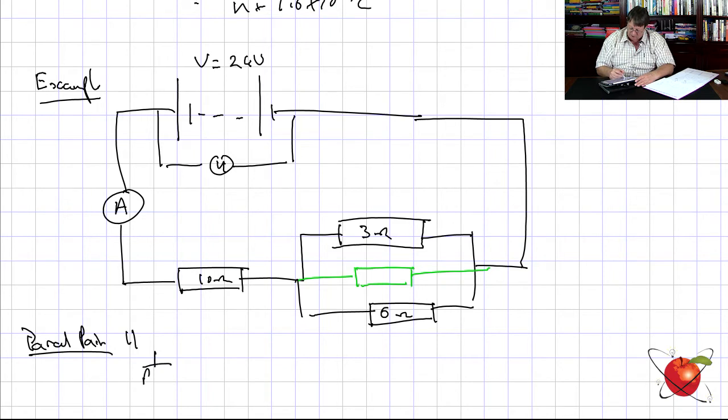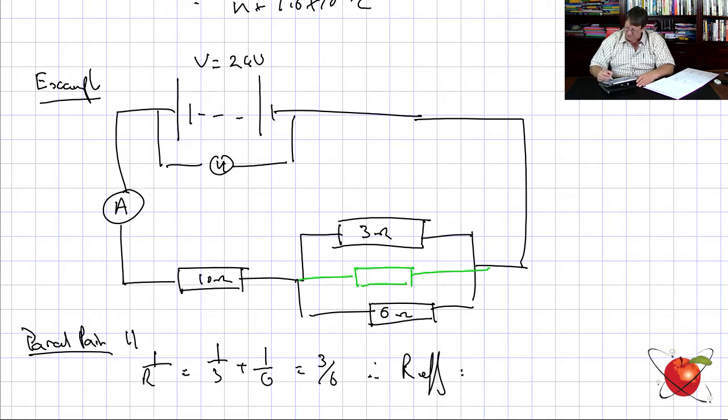I say 1 over R is going to be 1 over 3 plus 1 over 6, which is equal to 3 over 6. Therefore, R effective is going to be 6 over 3, which is equal to 2 ohms. And I put that in as a 2 ohm. Please don't forget that inversion. That's where the mistake occurs. Students forget to flip it over. So I go and put it in.